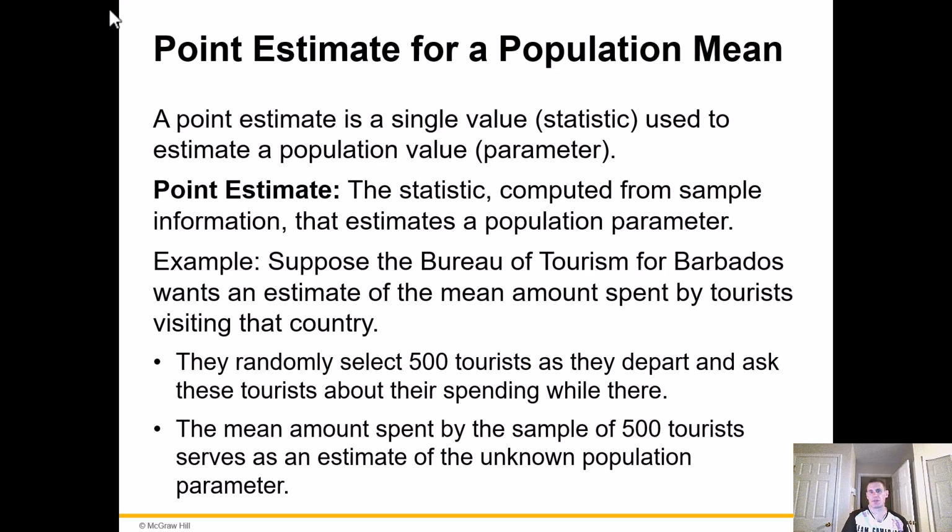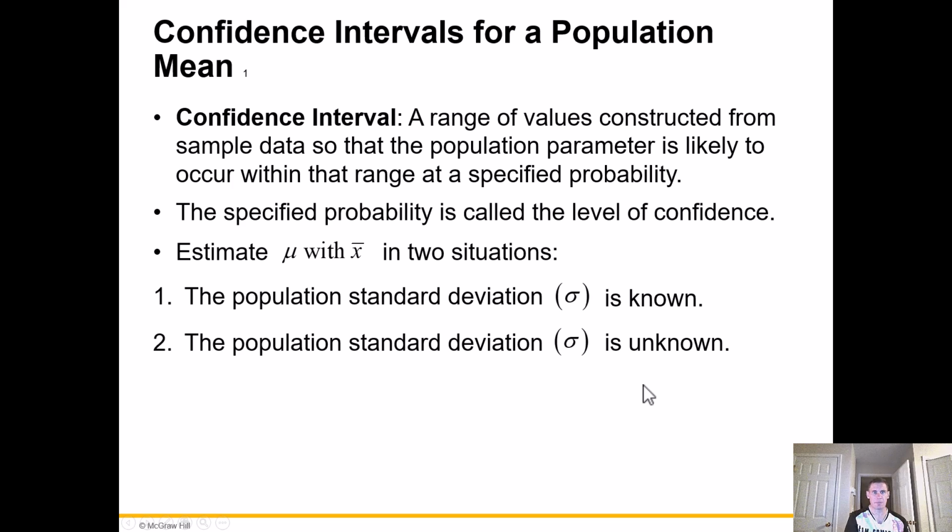As an example, suppose the Bureau of Tourism for Barbados wants an estimate of the mean amount spent by tourists visiting that country. They randomly select 500 tourists as they depart and ask these tourists about their spending while there. The mean amount spent by the sample of 500 tourists serves as an estimate of the unknown population parameter. So again, we're not going to ask every single person. That would probably be hundreds of thousands or millions of people.